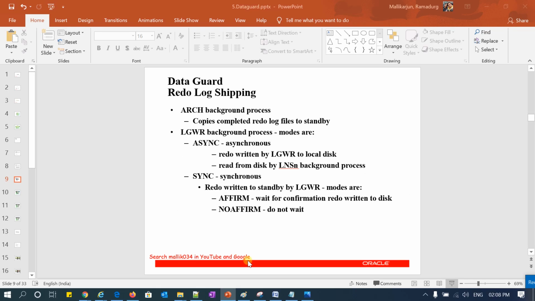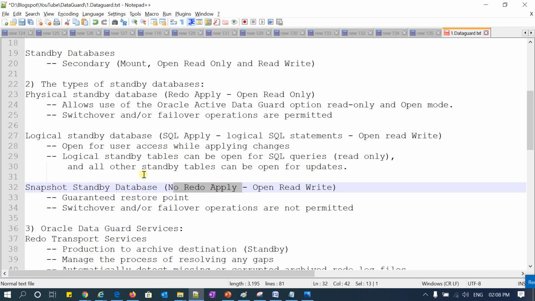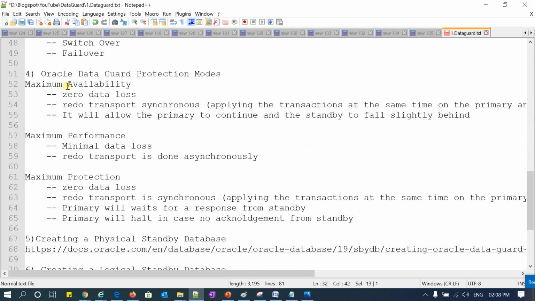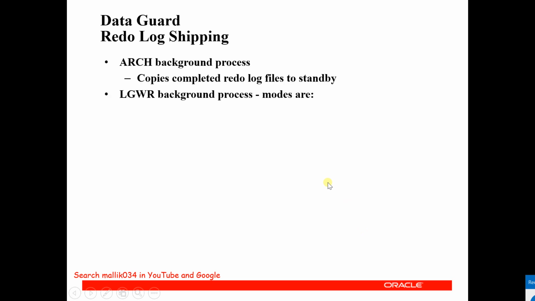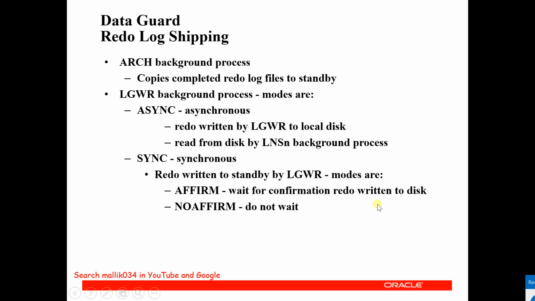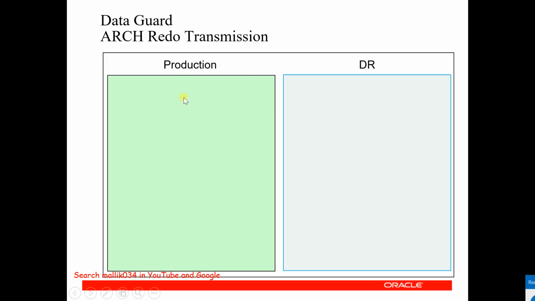So there are two modes here. If I go back to my notes, I covered here two modes: availability, maximum protection, and maximum performance. Synchronous simultaneously applies at primary and standby side, and then asynchronous. This is what I covered here. Next, two types of redo transmission I mentioned: archive transmission and log writer transmission.